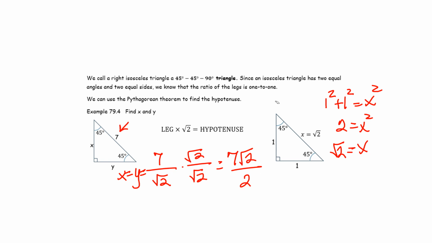So if you have a leg, you multiply by the square root of 2 to get the hypotenuse. If you have the hypotenuse, you divide by the square root of 2 to get the measurement of either one of the legs in an isosceles right triangle.